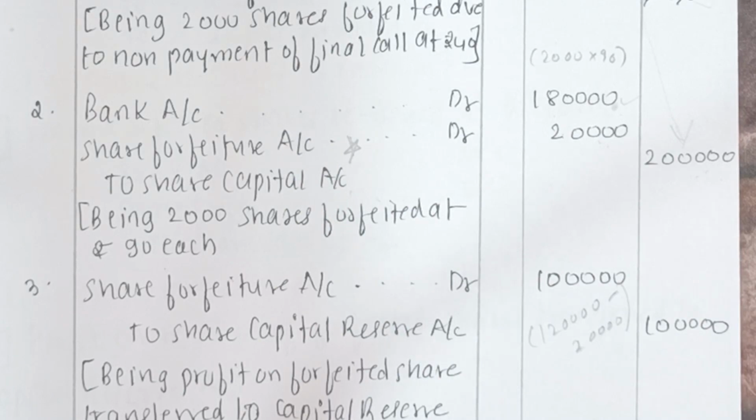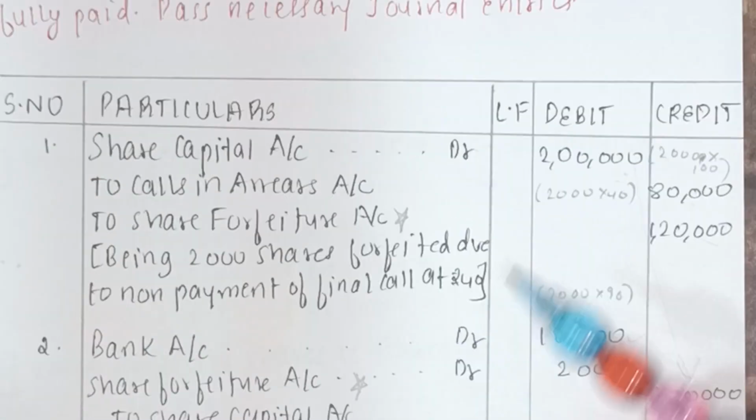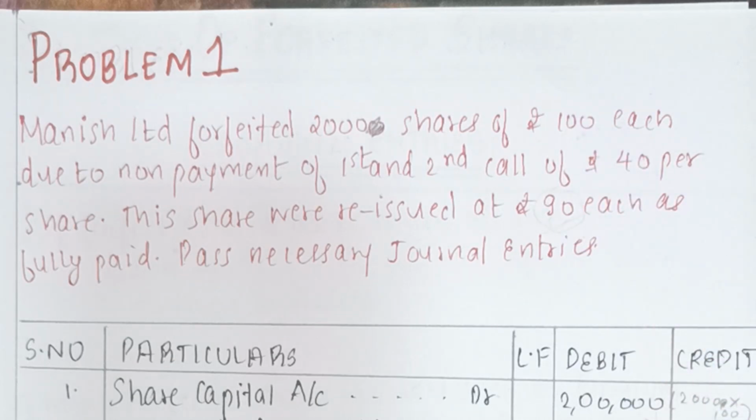Moving on to the second one, why I took this journal entry, it is because here it was mentioned that it is issued at discount. It is not mentioned, but it is understood because earlier it was rupees 100. Now we reissued it at rupees 90. It means 10 rupees less. So it is discount again.